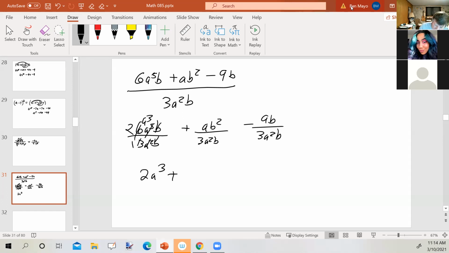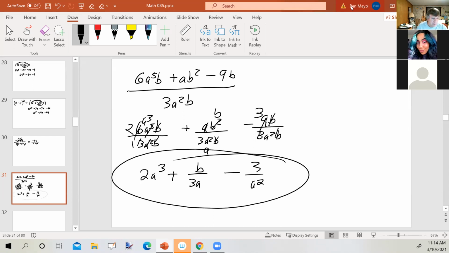All right. Plus a over a squared gives us an a on the bottom. B squared over b gives us a b on top. So b over 3a minus, let's see, is that a 9? Yeah. 9 over 3 is 3. The b's reduce out, and we have minus 3 over a squared. Okay.